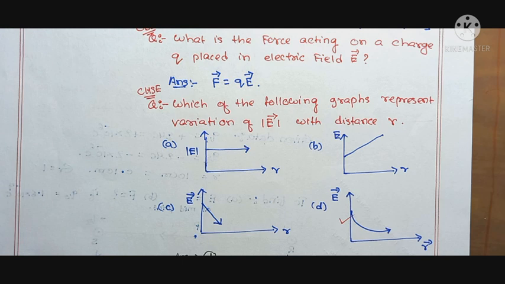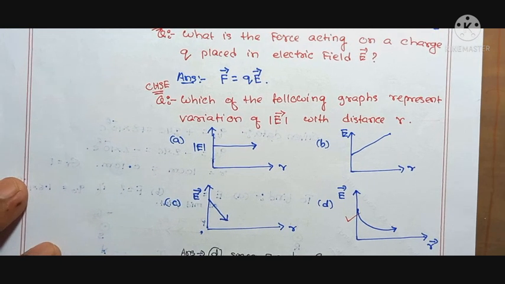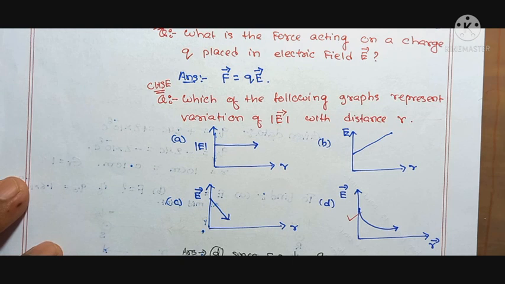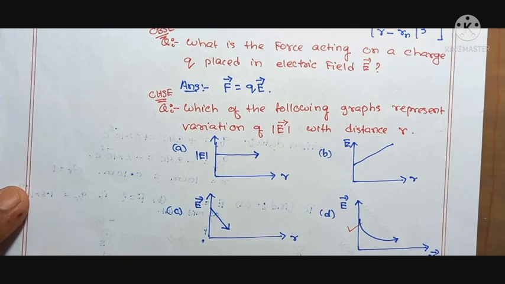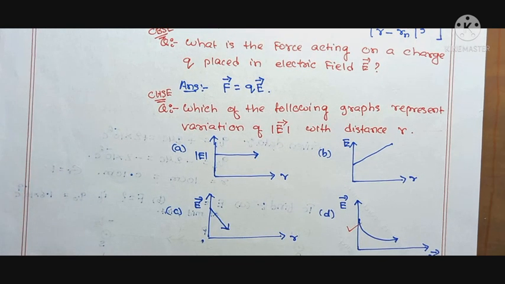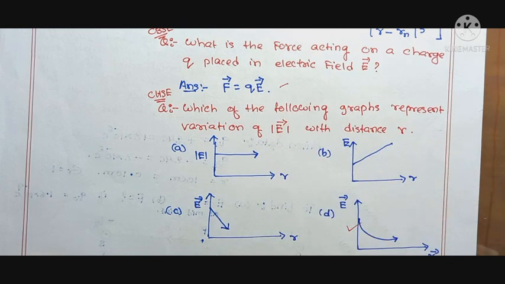लेक्चर नंबर 9 स्टार्ट करेंगे। यहाँ हम लोग न्यूमेरिकल बेस्ड ऑन इलेक्ट्रिक फील्ड इंटेंसिटी एंड फोर्स को सॉल्व करेंगे। सो वन बोर्ड एग्जाम ये पूछा था कि व्हाट इज द फोर्स एक्टिंग ऑन चार्ज Q प्लेस्ड इन इलेक्ट्रिक फील्ड E? What is the force acting on charge Q placed in electric field E? Answer is F is equal to QE.